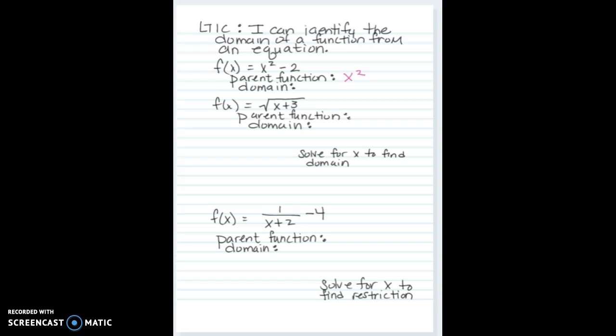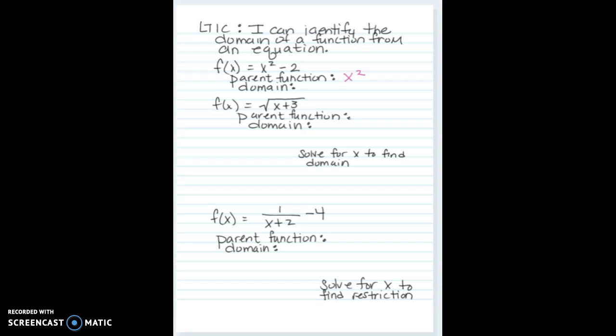So as we think about this parent function of x squared, we need to ask ourselves if there are any restrictions to numbers that we're allowed to square. Are we allowed to square negative numbers? Are we allowed to square 0? Are we allowed to square positive numbers? And the answer to all of those is yes. We can square any real number.